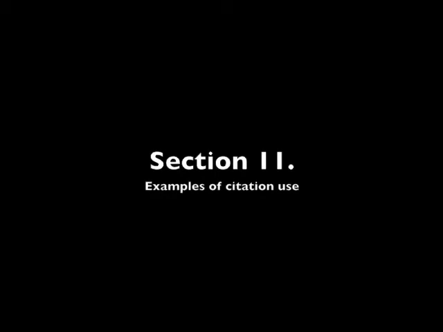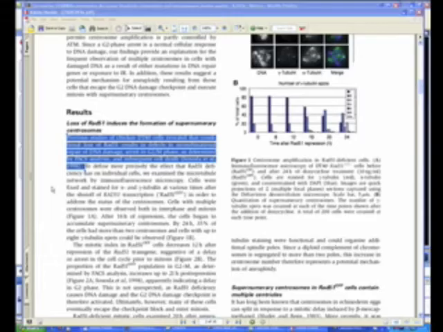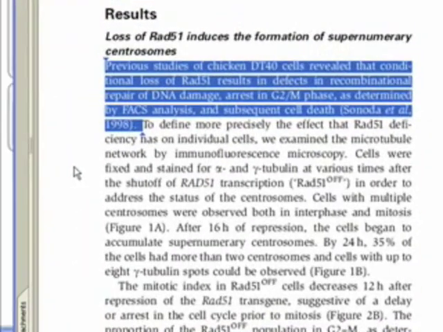Let's look at 4 examples of citation in action from the EMBO Reports paper. First, citing may justify an experiment. For example, at the beginning of the results, we read, previous studies of chicken DT40 cells revealed, and a citation to Sonoda et al. 1998. This defines the jumping-off point of Dodson and colleagues' work in this paper.